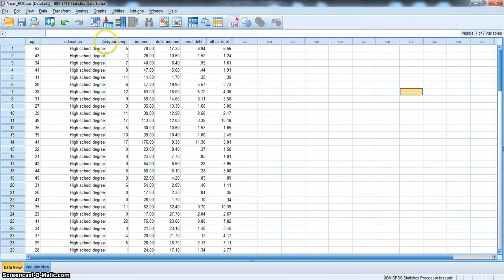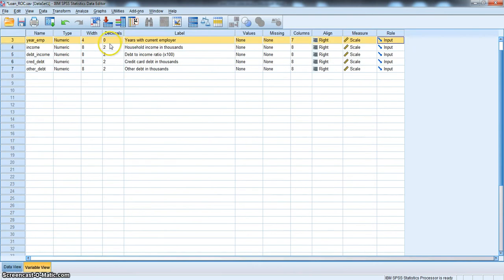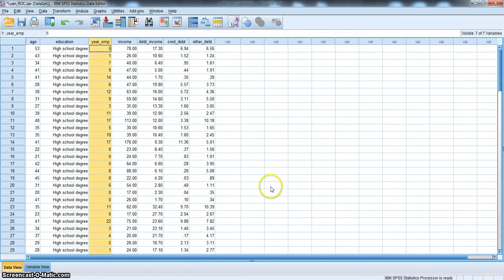Now, the next thing to do is to look for possible covariates. So we think that there's some relationship between education and credit card debt in thousands, but we have all these possible covariates, like years with current employer, current income, current debt to income ratio, and then other debt. These could all be possible covariates. Since I don't have any theoretical reason to assume any of these are possible covariates, all I can really do is assess them empirically.